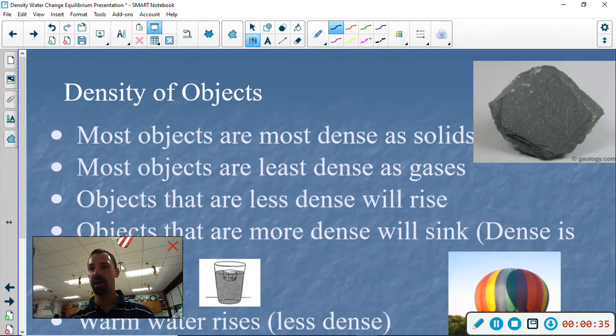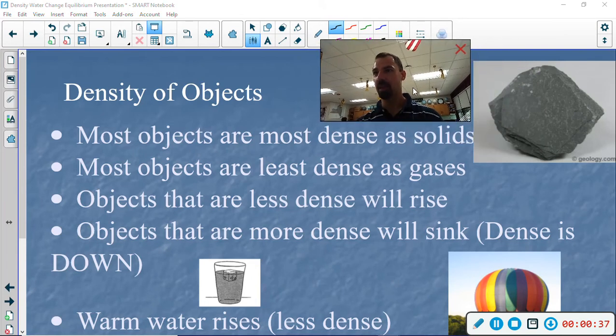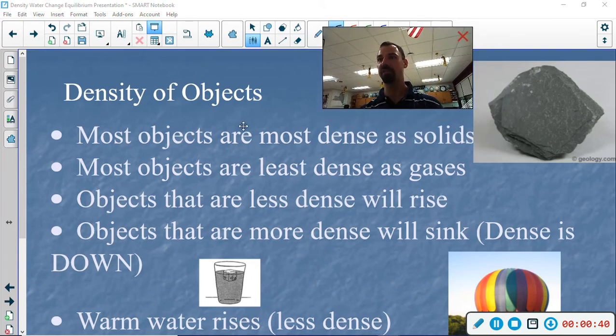All right, now density of objects. Most objects are going to be most dense as solid materials. You guys know this from, you throw a rock in water, it sinks. So more dense things tend to sink. Most objects are least dense as gases, that's why gases float above the Earth's surface. Objects that are less dense will tend to rise. Objects that are more dense will tend to sink. And the way to remember that is dense is down. So more dense materials will sink.